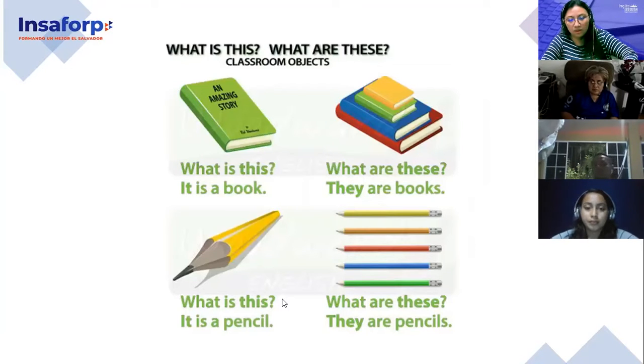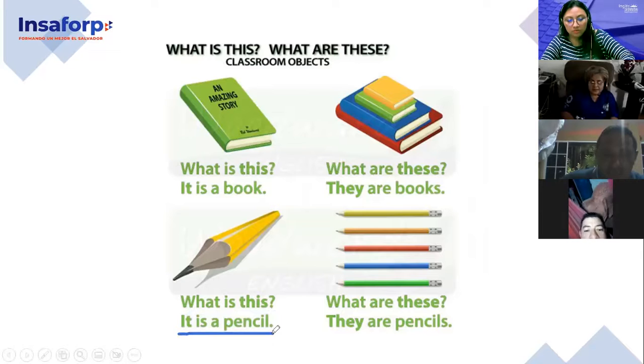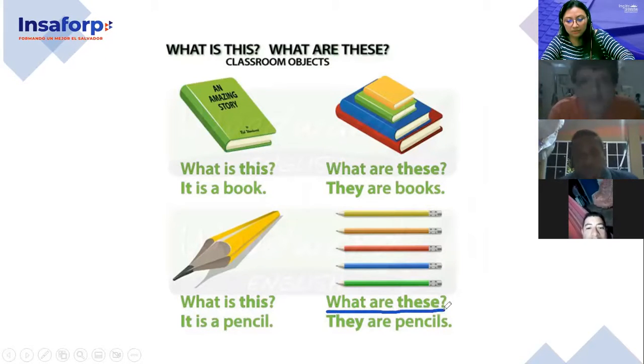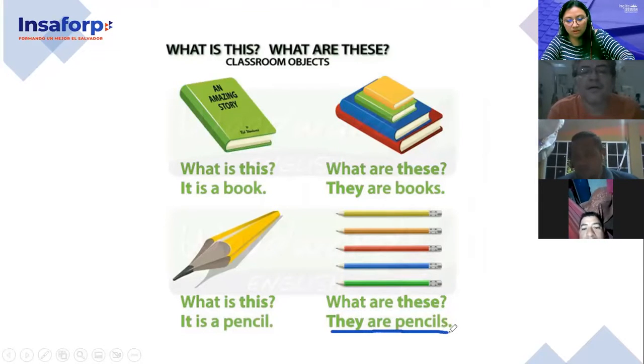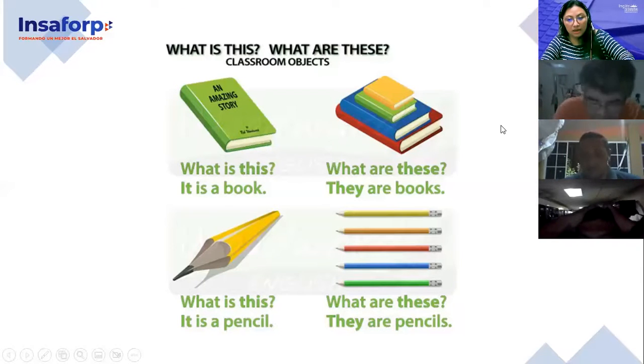Look at the example. What is this? It's a book. What are these? They are books. The second example. ¿Quién puede leer este ejemplo? Question. What are these? They are pencils. Very good job.